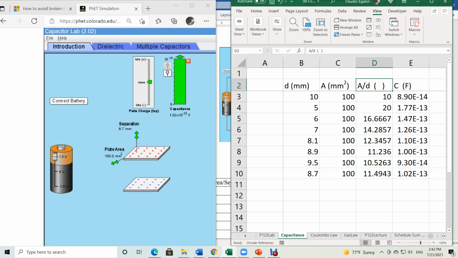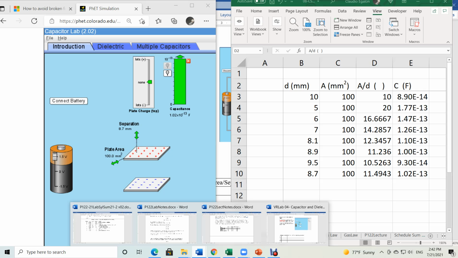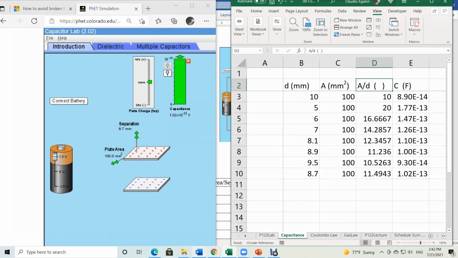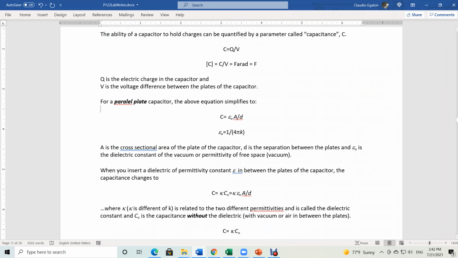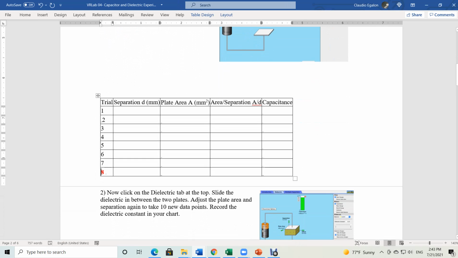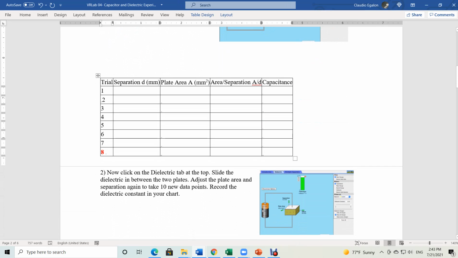Why has he asked for A divided by D? There's a reason for that. Because the formula for the capacitance depends on A divided by D. See? It goes linearly with this ratio. So, don't forget to put the units.